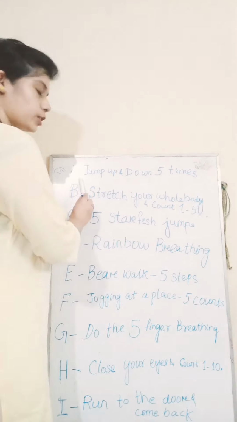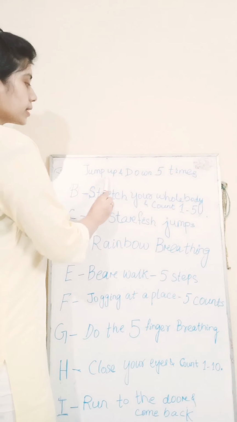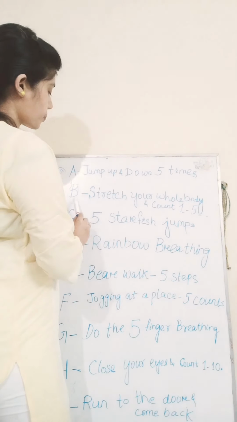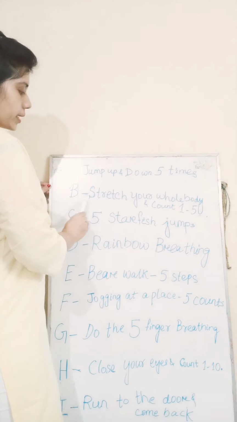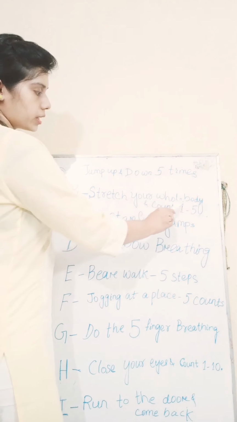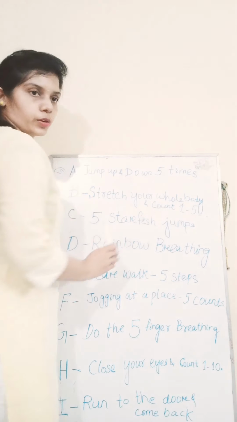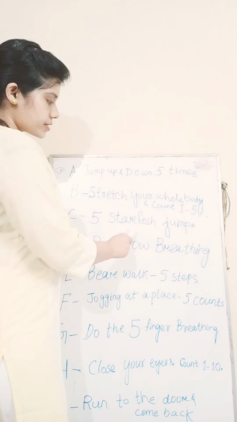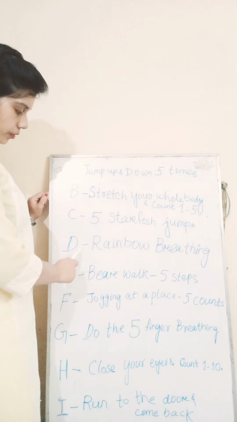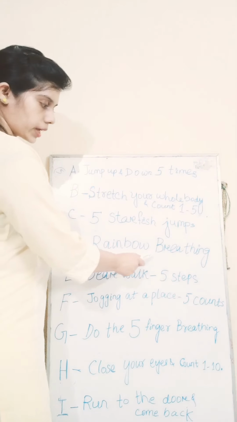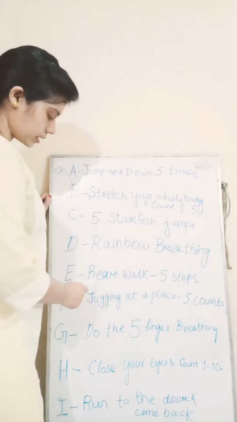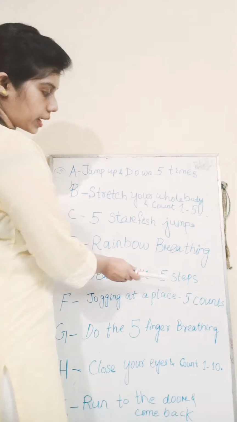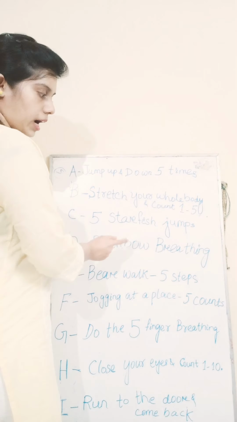For example, here look, I have written A is jump up and down for 5 times. This is an alerting brain break activity. This is just an example. For B, I have written stretch your body and count 1 to 5. Okay, so this is a calming brain break activity. For C, I have written 5 starfish jumps. For D, I have written rainbow breathing. And for E, I have written bear walk for 5 steps. This is an alerting brain break activity. This rainbow breathing is a calming brain break activity.